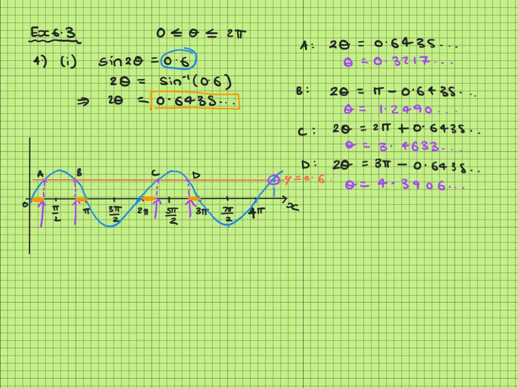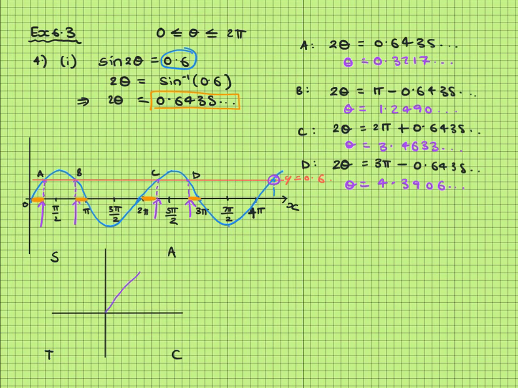Now, all of this can also be done with the CAST diagram. So let's sketch the quadrants, put them in place. Here we go. So remember, all the functions are positive. Sine is positive, tan is positive, and cos is positive. Now we're solving sine 2 theta equals 0.6, so we're looking for the sine value to be positive. So we need to be in the upper parts here.